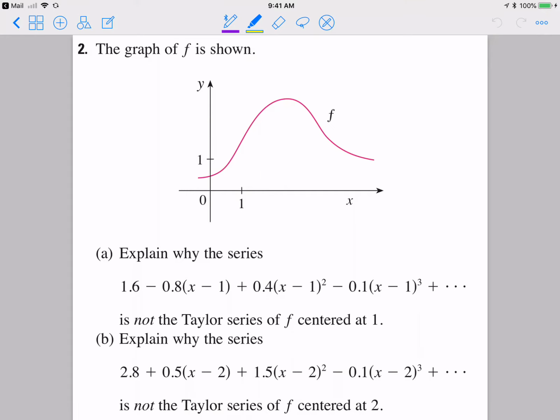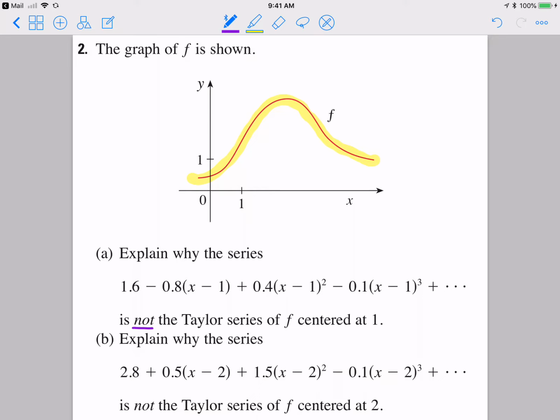Okay, let's look at this example right here. So the graph of f is shown, and our graph here is in pink. I'm just highlighting the graph here to get an idea. And for the first question, we are asked to explain why the series 1.6 minus 0.8(x minus 1) plus 0.4(x minus 1) squared minus 0.1(x minus 1) cubed plus dot dot dot is not the Taylor series of f centered at 1.